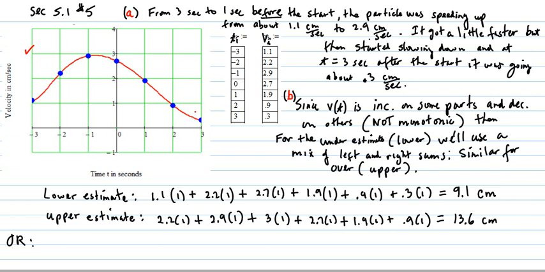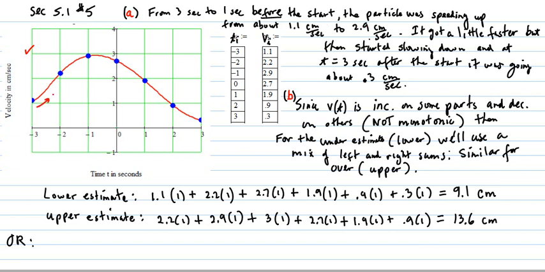All right, then part A. It wants you to describe the motion. So it's always positive velocity, so it's always going forward. But from 3 seconds to 1 second before the start, if zero's time is like the start of a race or something, the particle was speeding up.